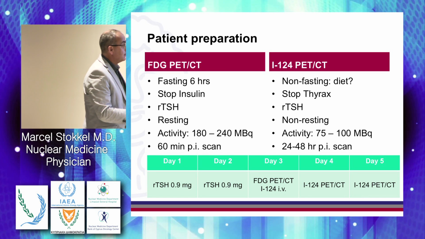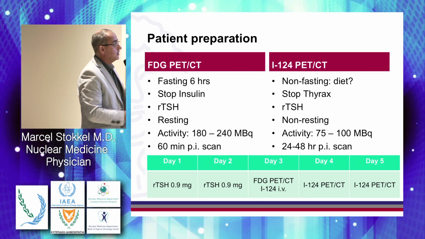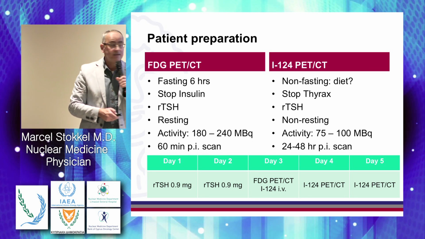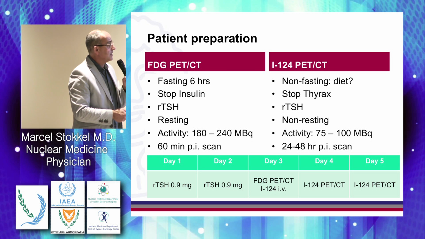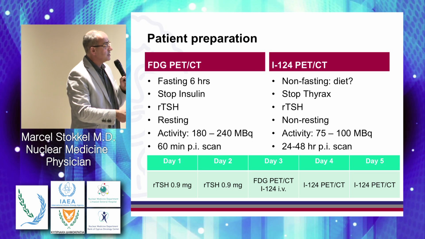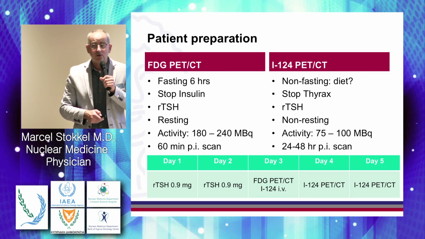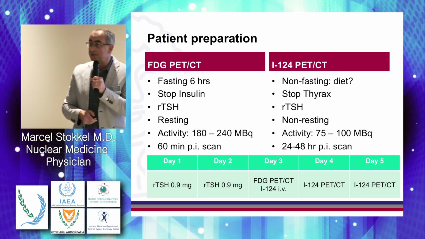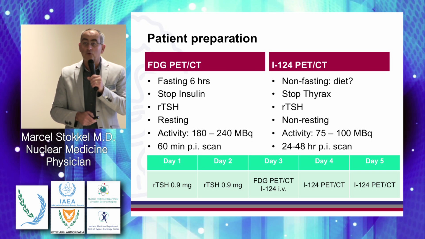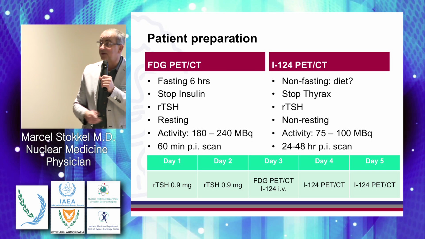It is good to stop Thyrax if possible, or stimulate the patient with recombinant TSH. The activity is much lower, of course, than when you inject FDG. And the advantage of the iodine 124 PET scan is that you can perform imaging after 24 to 48 hours, and that has all to do with the decay.